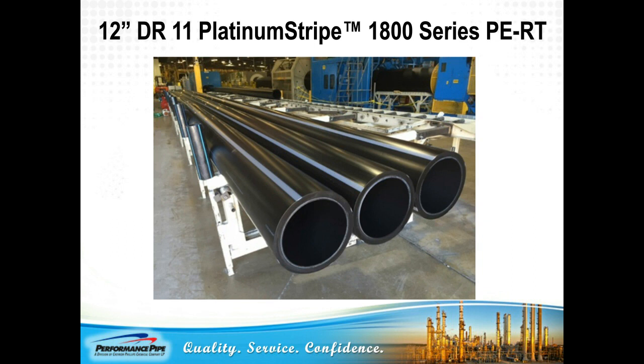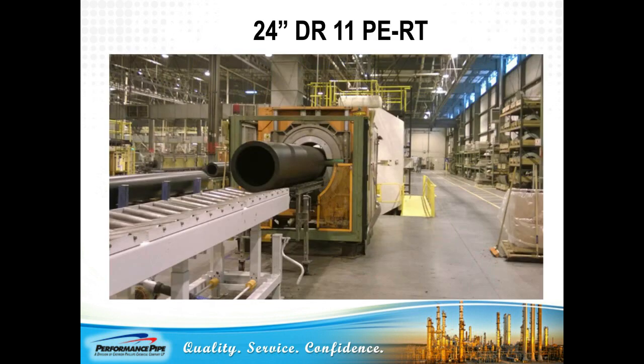This is a photo of a 12-inch DR11 PlatinumStripe 1800 series PERT pipe. The next few slides will show other photos of recently produced PERT pipe, the first one here being 12-inch DR11. You will note that the PERT material is readily identifiable by 4 platinum color stripes. The next photo shows 24-inch DR11 PERT pipe.